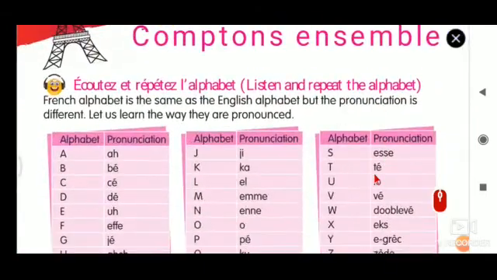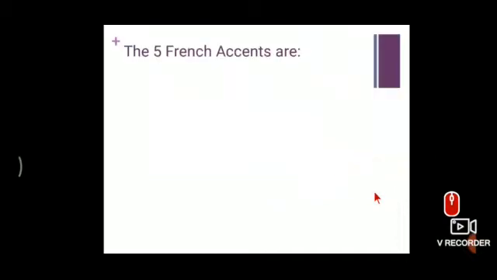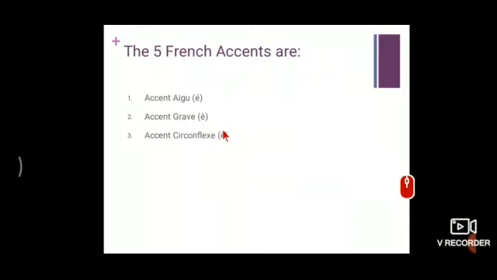So let's start with the PPT now. Les 5 accents français, that is what we are going to see today. There are 5 accents in French. The first accent is accent aigu, and the second accent is accent grave. Accent aigu goes this side and accent grave this side. I'll explain all these things. The third accent is accent circonflexe, the fourth is cédille, and the fifth is tréma.